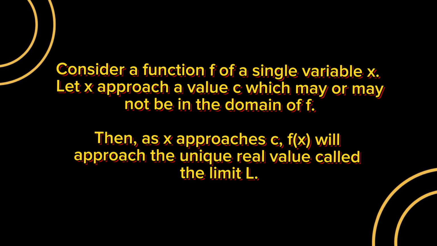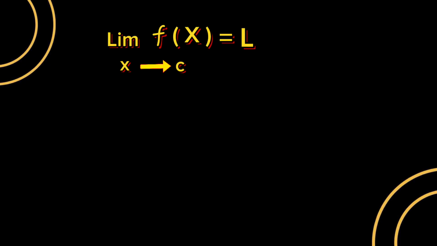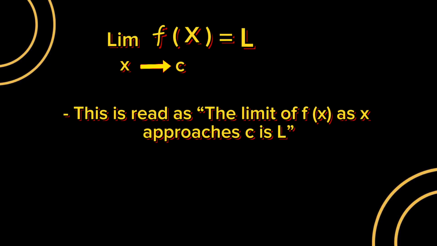Consider a function f of a single variable x. Let x approach a value c, which may or may not be in the domain of f. Then, as x approaches c, f of x will approach the unique real value called the limit L. In symbols, it is written like this. This is read as the limit of f of x as x approaches c is L.